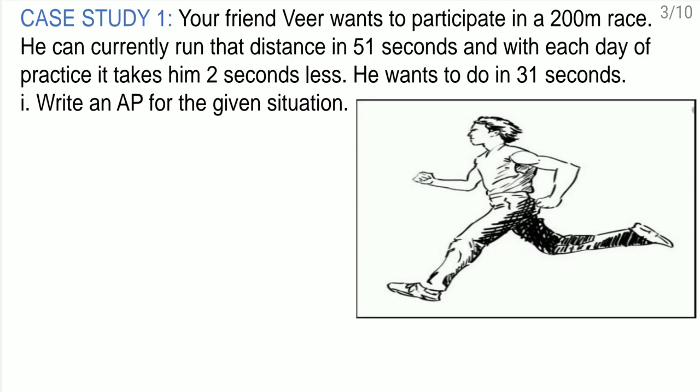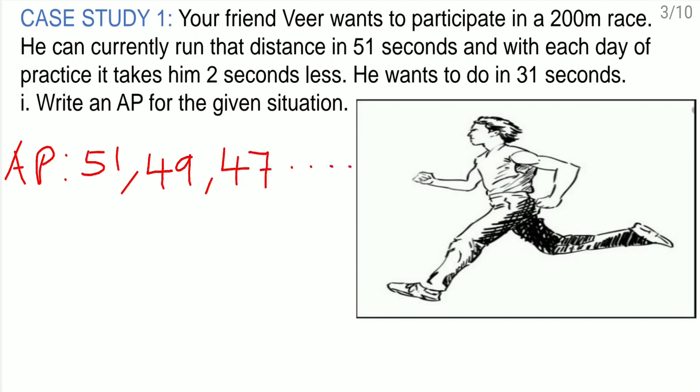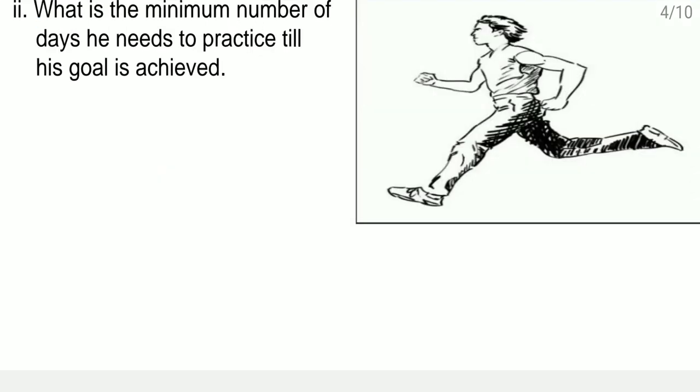See here, we'll write down the AP here. They said first day he requires 51 seconds to complete that distance. Second day he will require just 49 seconds. Why? Because each day he is reducing the time by 2 seconds to cover that distance. Third day he will just require 47 seconds and so on. This way he will keep on reducing his time each day. So we get an AP.